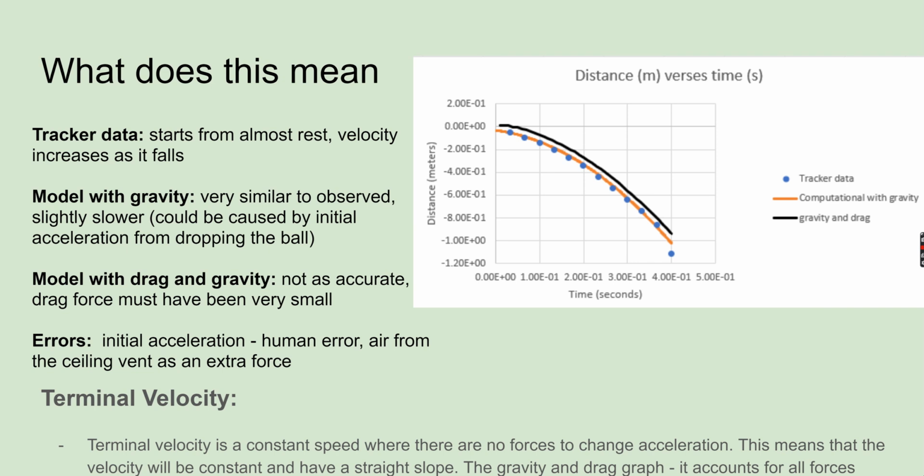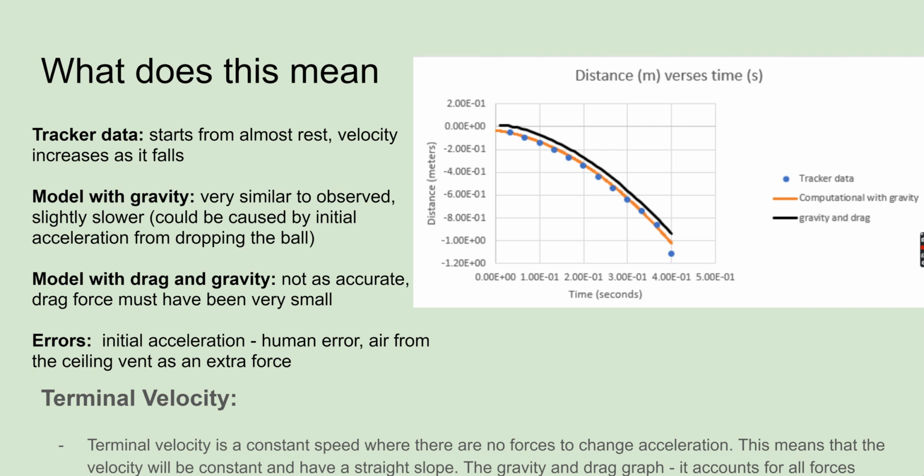And then the model with drag and gravity isn't quite as accurate, so that indicates that my drag force must have been pretty small on my ball. But other errors could have been, like I said, an initial acceleration, and then there was also air from the ceiling vent in the negative x direction or negative y direction, which could have accelerated the ball even further.